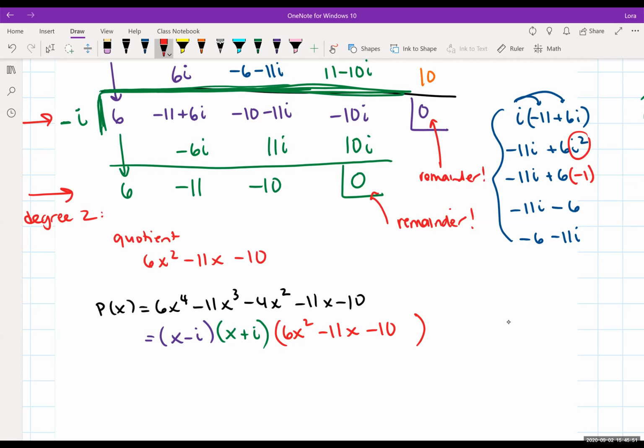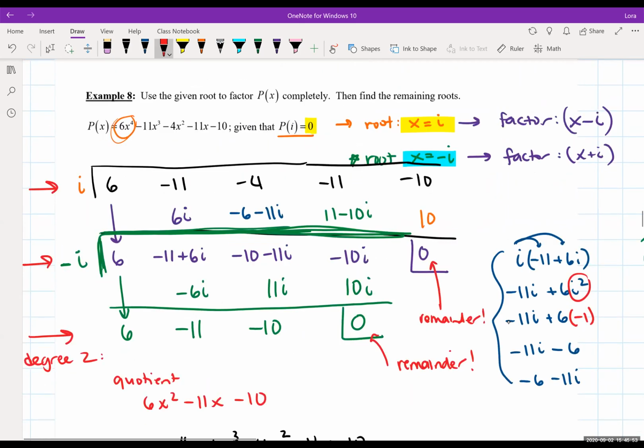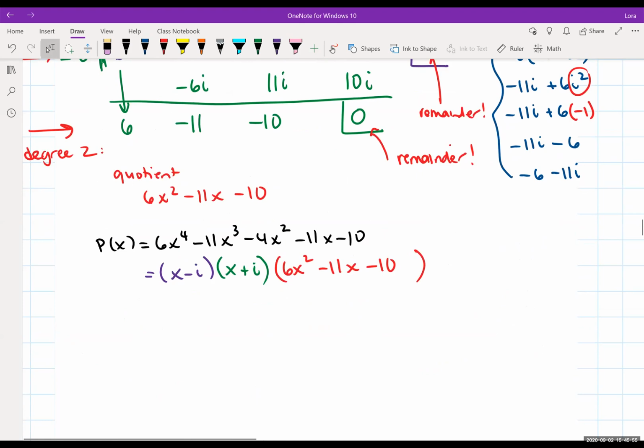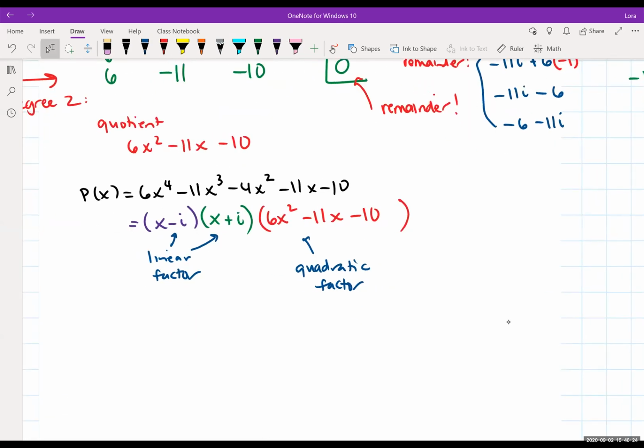And if that is the case, anytime you get down to quadratic factors, remember, these are linear factors because the highest degree of those x's is a 1. This is a quadratic factor because the highest power of x is a 2. The moment you have a quadratic factor, you can deal with it using your factorization techniques. So I'll take that quadratic factor off to the side.